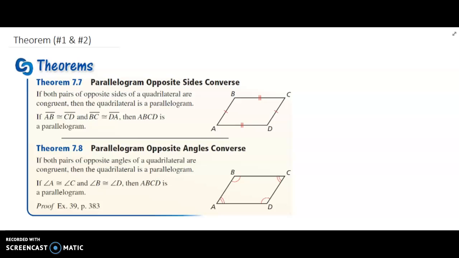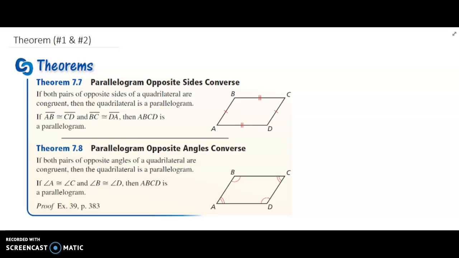Alright guys, this is the start of the section 7.3 video, and this section is all about how we can prove that a quadrilateral is a parallelogram. Before, we knew it was a parallelogram, and therefore here are the properties. Now we don't know that it's a parallelogram, so what kind of things can we do to say for sure whether or not it is?